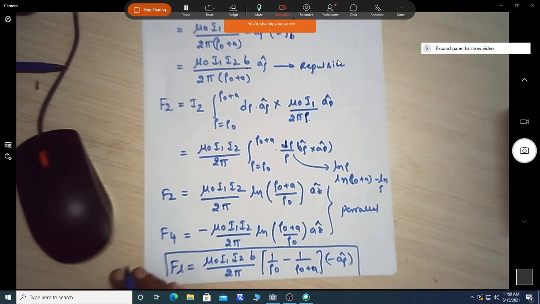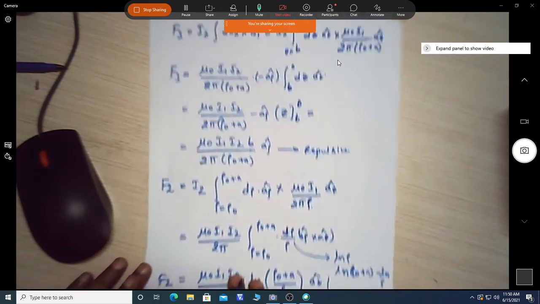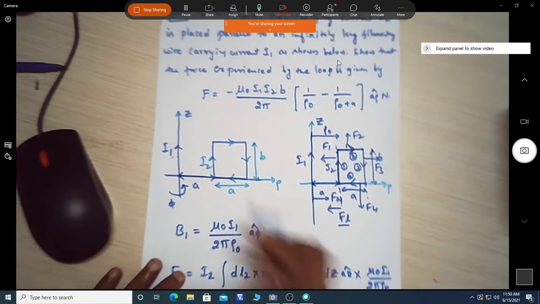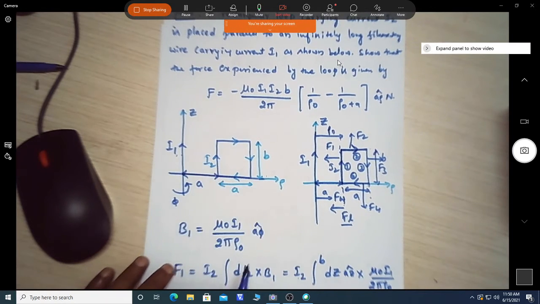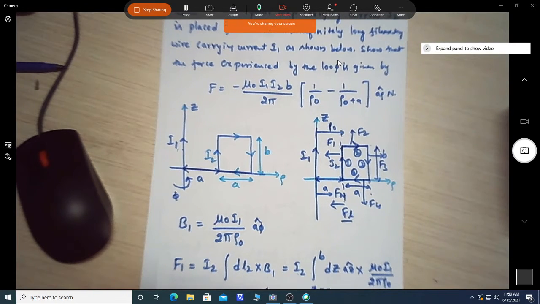For the force on the loop, we will get this equation, which is again negative, which is attractive in nature. So this attractive force is trying to draw the loop towards the wire; the current carrying wire is trying to attract that loop. That is what we get from this.